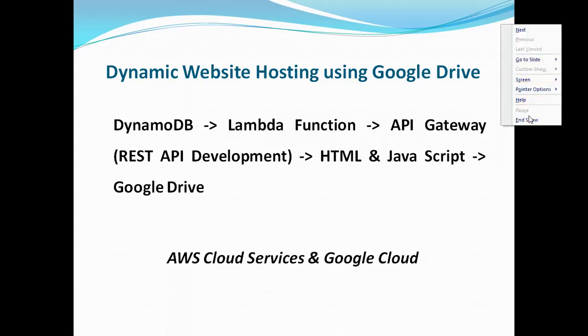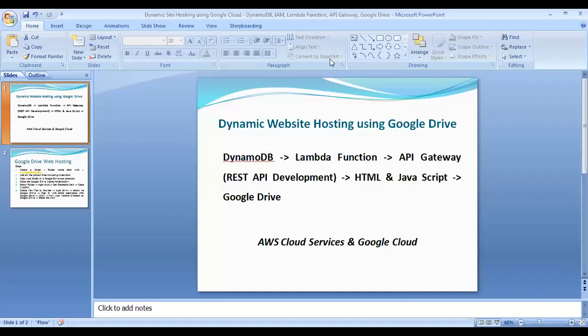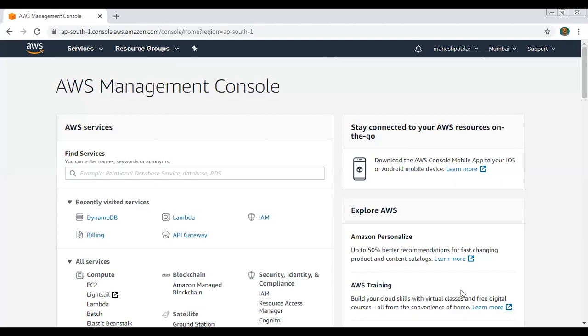First of all, I'm showing you the Amazon Cloud Services, how to use these Amazon services for creating the dynamic API. So you open the Amazon console. The Amazon console is ready. In the Amazon console, I am opening the DynamoDB database.